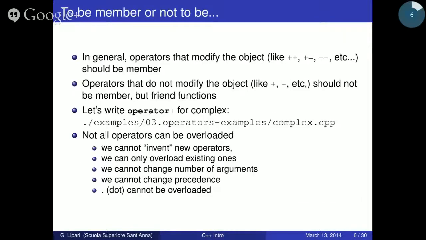Okay. In general, operators that modify the object, for example, plus plus, plus equal, minus minus, should be member functions. So they should be declared as member functions, and of course, they will act accordingly. And operators that do not modify the object, for example, plus, minus, etc., should not be members, but friend functions. Okay, so functions that operate directly on the class from the global point of view. Okay, and of course they create new objects.